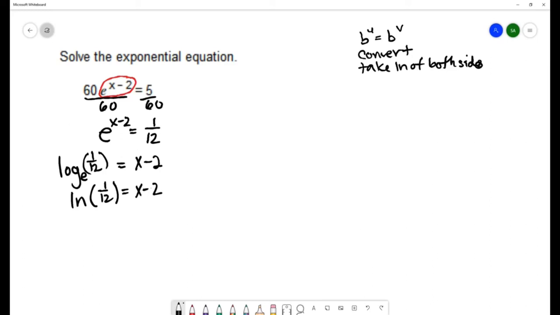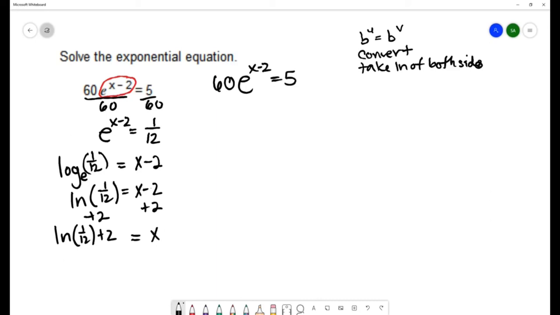Now to finish solving the equation, I would add 2 to both sides, and that gives x equals natural log of 1/12 plus 2. So that's if we were solving the equation by converting. I want to show you how we would do it if we were to take the log of both sides. So I'll rewrite the equation. We have 60 e to the x minus 2 equals 5.